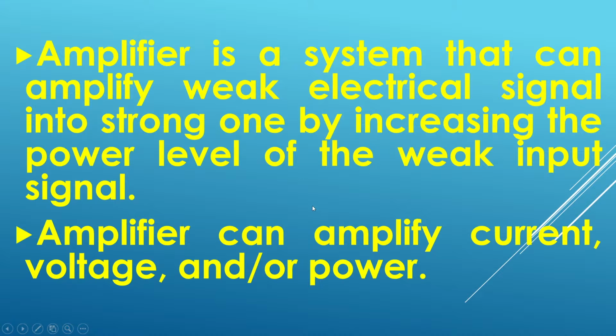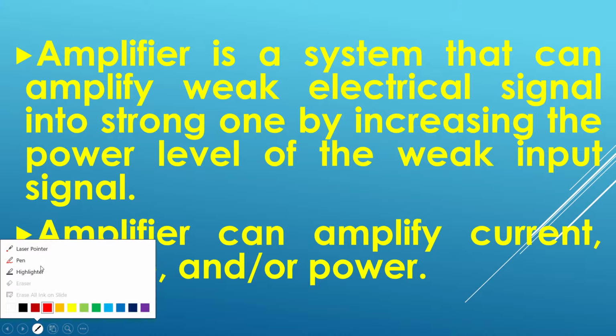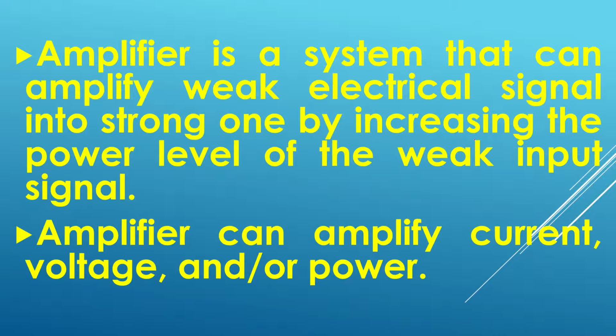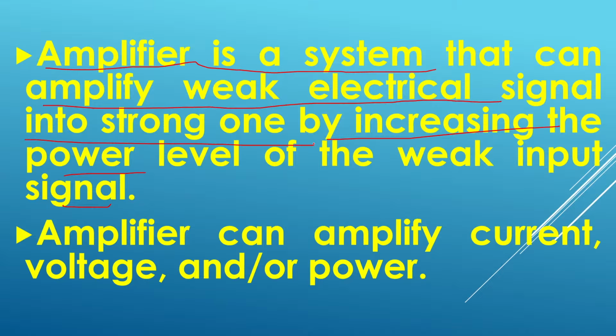An amplifier can amplify weak electrical signals into strong ones by increasing the power level of the weak input signal. So what is an amplifier? An amplifier is a system that can amplify weak electrical signals into strong electrical signals by increasing the power level of the weak input signal. This amplifier can amplify current, voltage, and power.